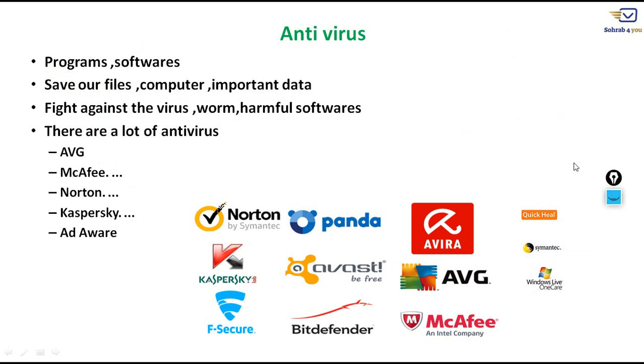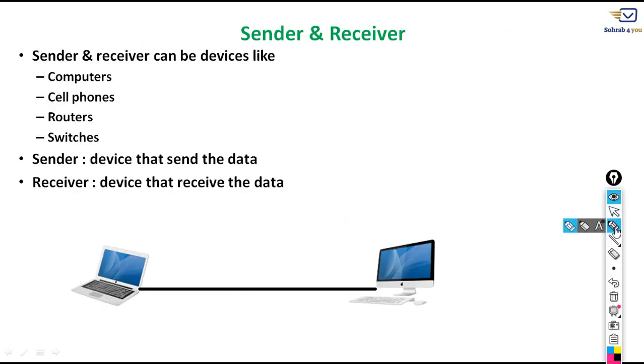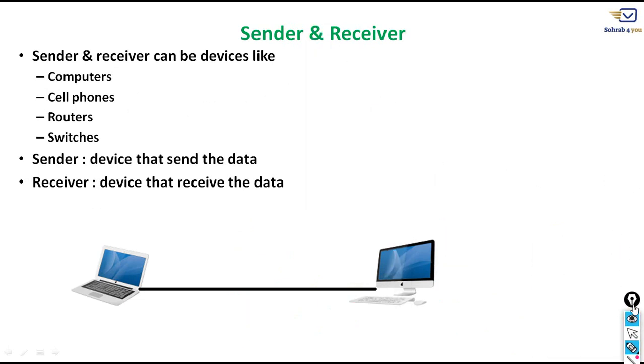The next thing we are going to talk about is, what do you mean by sender and receiver? So simple, guys, in the field of networking, I'm sure you're going to hear a lot about sender and receiver. Sender and receiver are about devices. It can be computers, cell phones, routers, and switches. So who is the sender? It means they are talking about the computers, the cell phone, the router and switch.